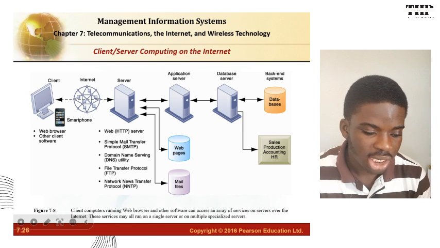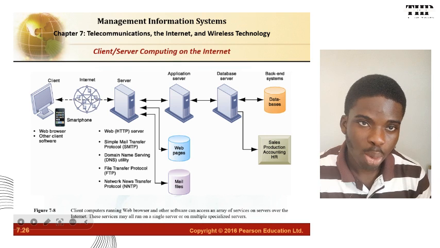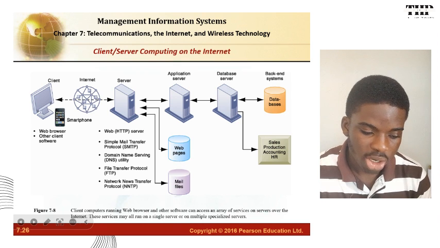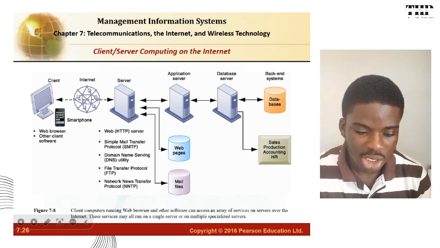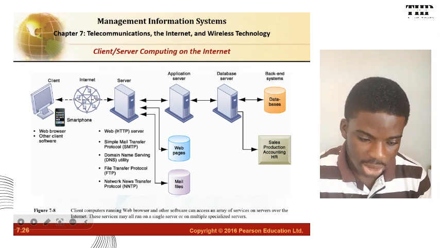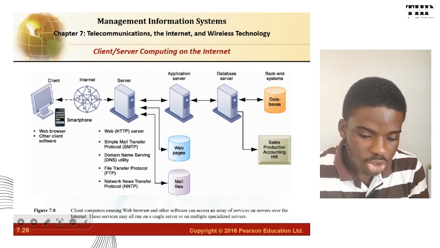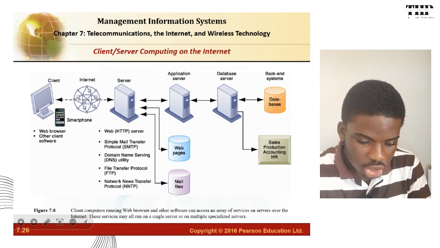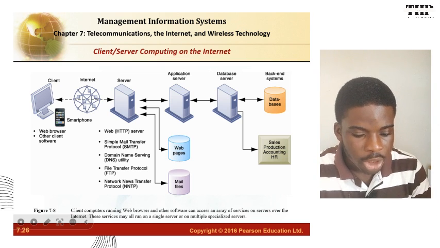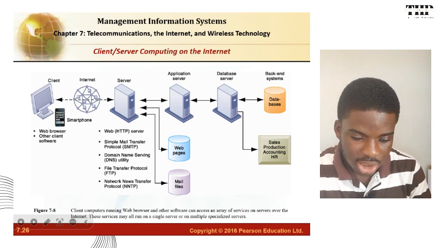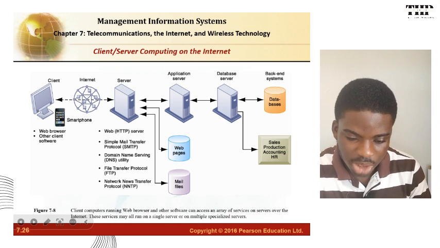On the internet, the client is us, right? Whenever we are using the internet, this is us: web browser, other client software, whatever. So this is us. This is the internet. Now this is what the internet is made up of. There is a server. We have the HTTP server, the simple mail transfer protocol, the domain name serving utility, the file transfer FTP, network news transfer protocol, right? All these are on the server. This is the application server, this is the database server, these are the back-end systems and databases. It comes down to sales, production, accounting, human resources.